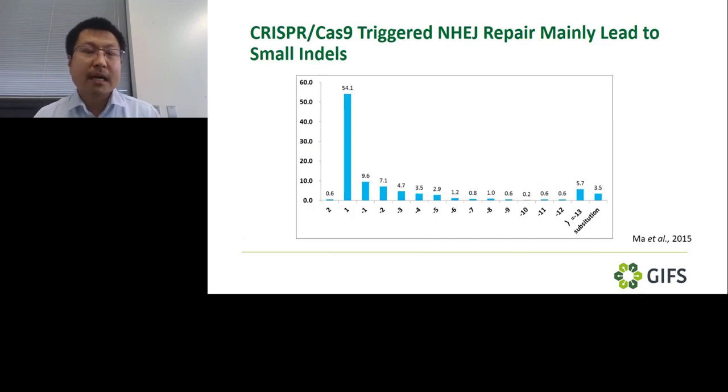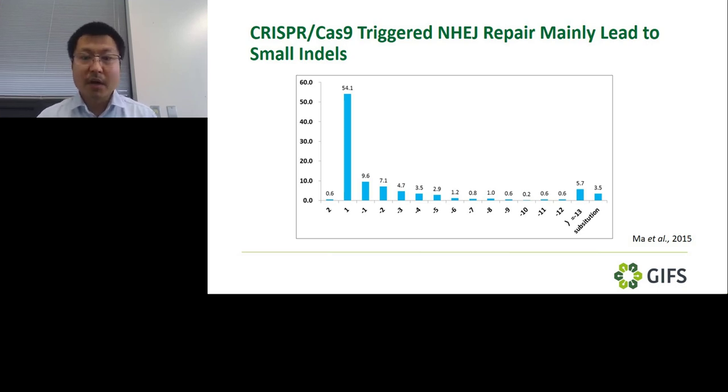With this CRISPR vector system, we transferred it to the plants, and we got a lot of mutations. Then we can analyze the mutation character induced by Cas9. It seems half of the mutations are single base pair insertions, and the remaining are mostly small deletions.